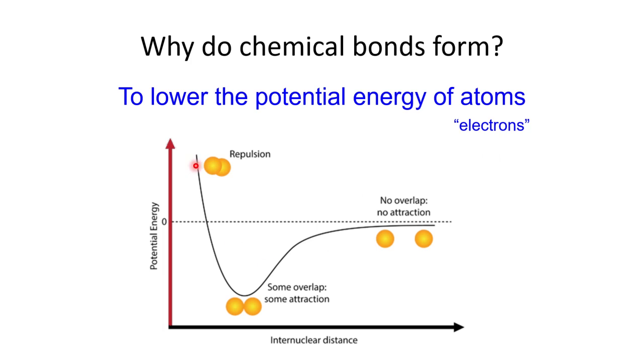So this is a map. You can think of this as a graphical representation of Coulomb's law. What you see is two species will repel each other. And then as the potential energy drops, there's some overlap and attraction. As they get further and further apart, there's no overlap and no attraction. So if they're too close together, they're repelling.